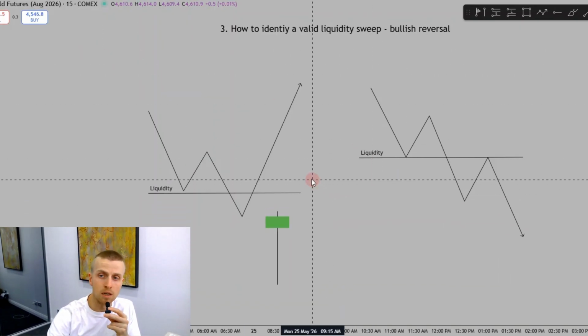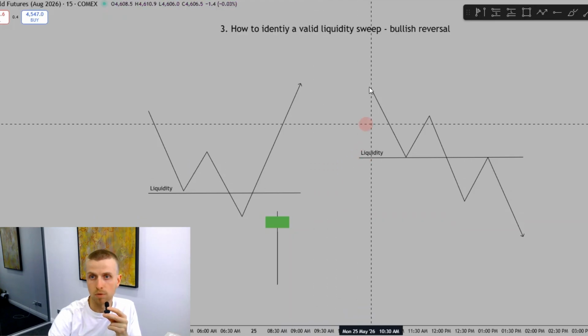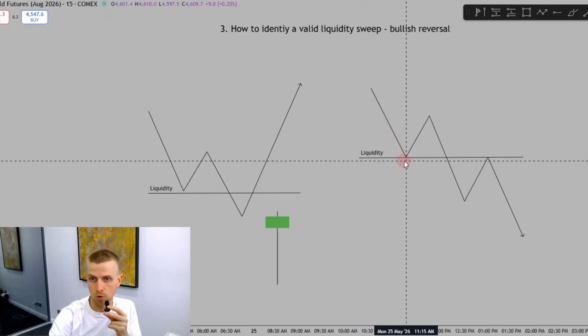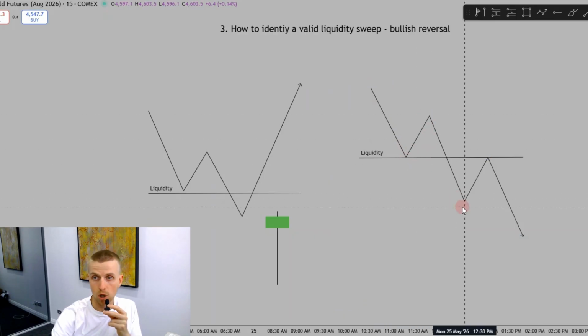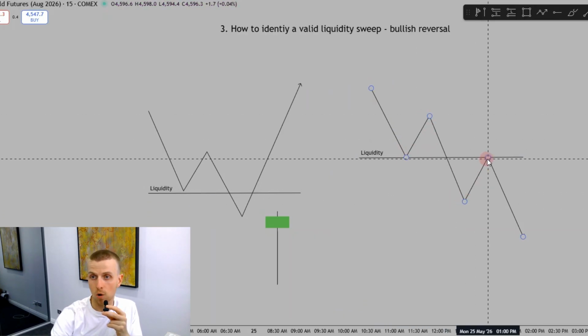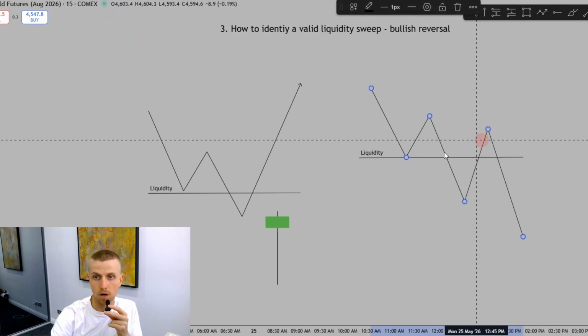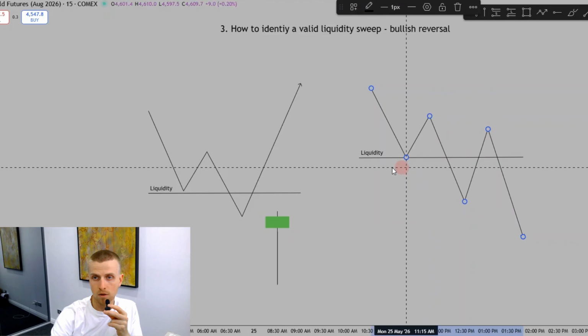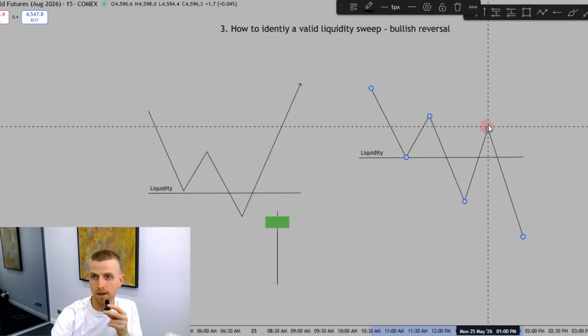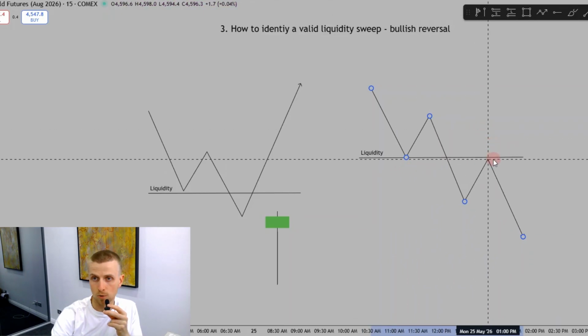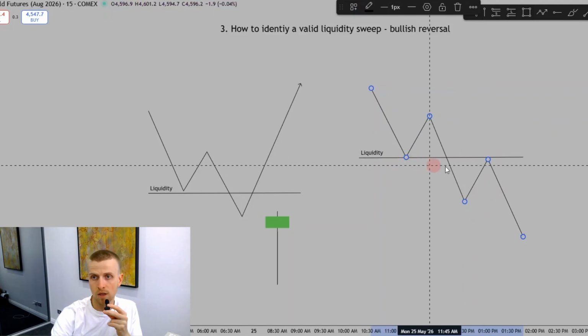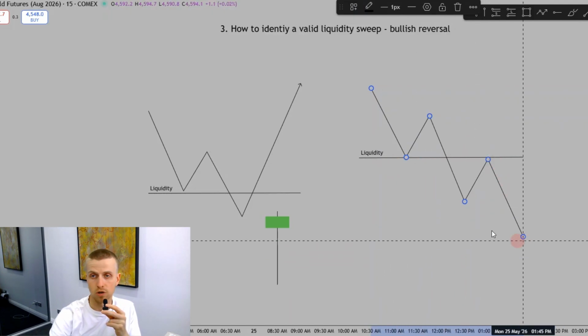Now, an invalid liquidity sweep would be coming down on this downtrend, creating a lower low, a lower high, a lower low, and then a lower high, where this hasn't closed above this low here. It's actually failed to close above this zone and has further continuation down.